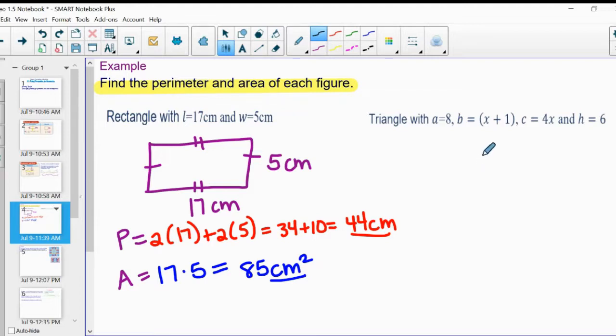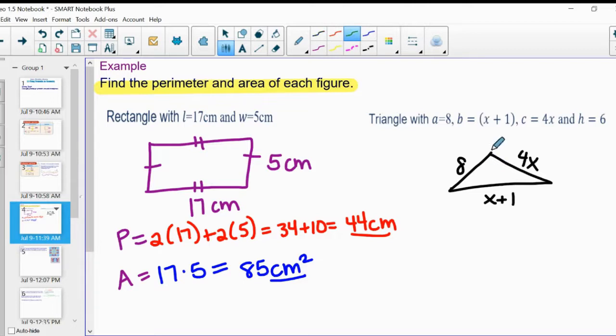So we don't really know what this triangle looks like. We can just sketch any sort of arbitrary triangle here. And I'm going to let my base be the bottom. So B, x plus 1. Doesn't matter which side is A or which side is C. So I'm going to put 8 over on the left, 4x on the right.